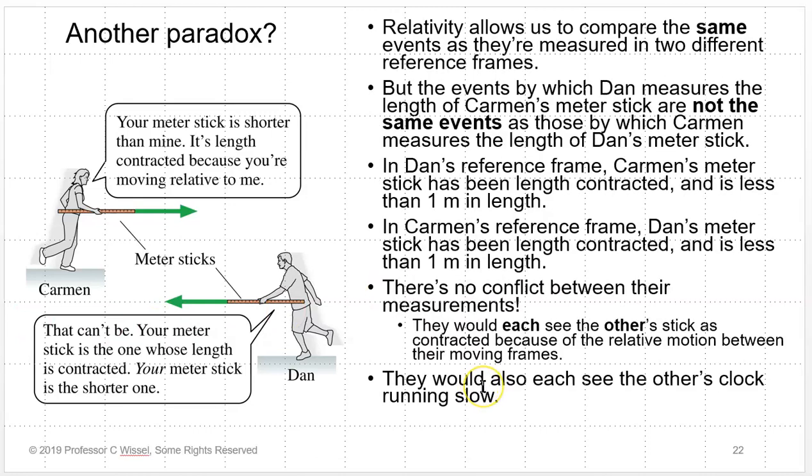Well, relativity allows us to compare the same events as they're measured in two different reference frames. But the events by which Dan measures the length of Carmen's meter stick are not the same events as those by which Carmen measures the length of Dan's meter stick. In Dan's reference frame, Carmen's meter stick has been length contracted and is less than 1 meter in length. In Carmen's reference frame, Dan's meter stick has been length contracted and is less than 1 meter in length. There is no conflict between their measurements. They would each see the other stick as contracted because of relative motion between their moving frames. They would also each see the other's clock as running slow.